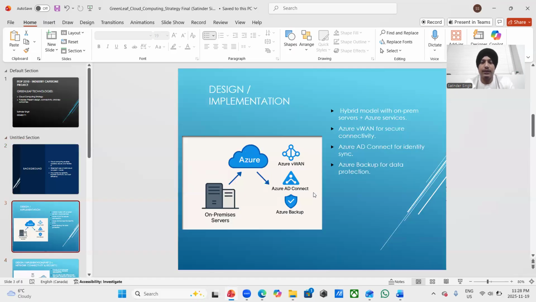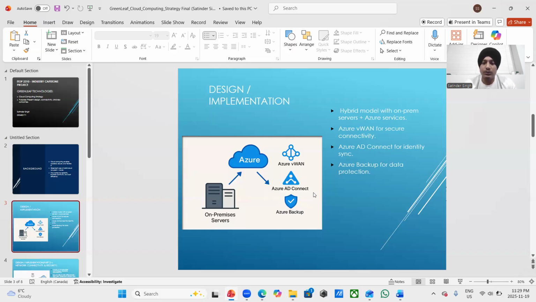The third slide is about the design. Here, as you can see, there is a design of the hybrid model, working from on-premises to Azure. As I show in the points, the hybrid model works with both on-premises services and Azure services, as I mentioned earlier about how the data is stored on-premises and on Azure.